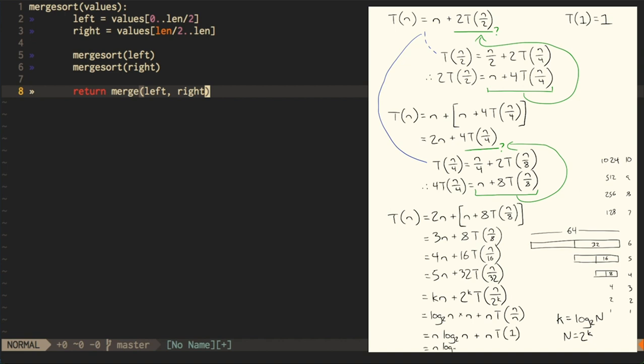Now we know that t of 1 is just 1, so this simplifies to n log base 2 of n plus n. Discarding the lower order terms and ignoring the base of the logarithm, which just works out to a constant, this algorithm's runtime is in the order of n log n.